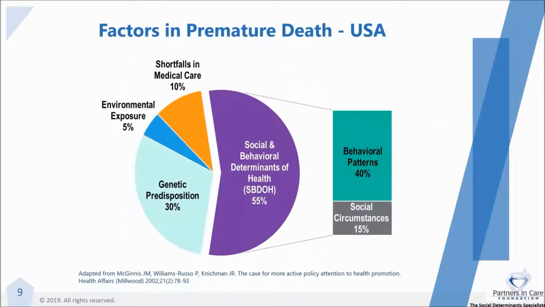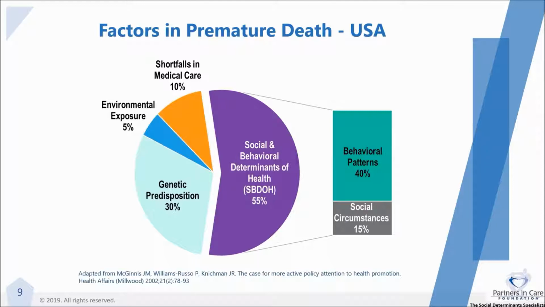This is another look at premature death in the United States and what are the contributors to that. And I think everybody knows that there's a certain amount that's contributed to our health is genetic, and that's about 30%. Environmental exposures are another piece of the puzzle, and they account for about 5%. And then shortfalls in medical care. So whether or not you can actually see a physician when you need to see a physician, or you have a hospital that's near you so that when you need an emergency service, you can get to an emergency room.